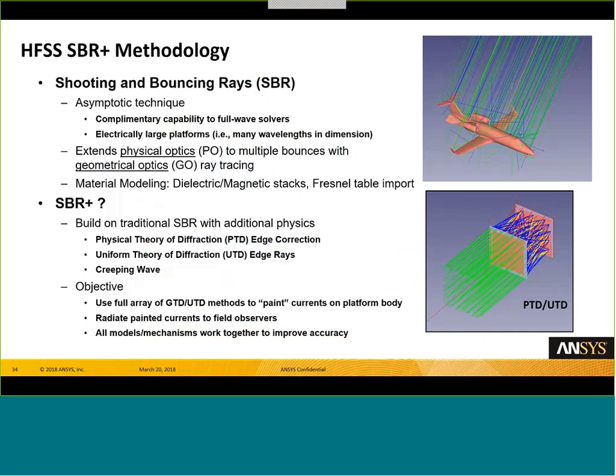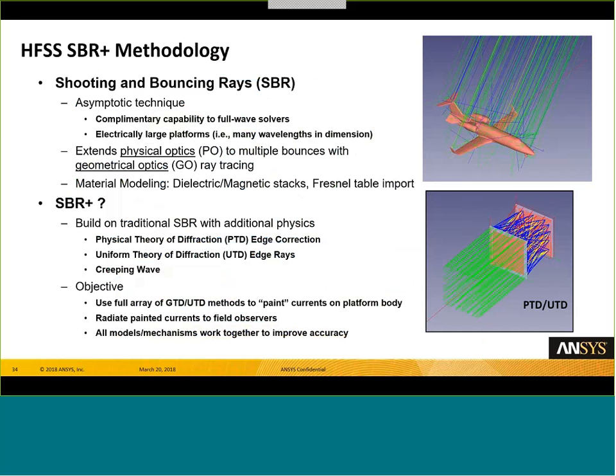So we'll spend a little time talking about this SBR+ methodology, and in order to do that, we have to introduce traditional shooting and bouncing rays. So it's an asymptotic technique, and asymptotic techniques are complementary to full wave solvers, and particularly in the fact that they apply to electrically large platforms.